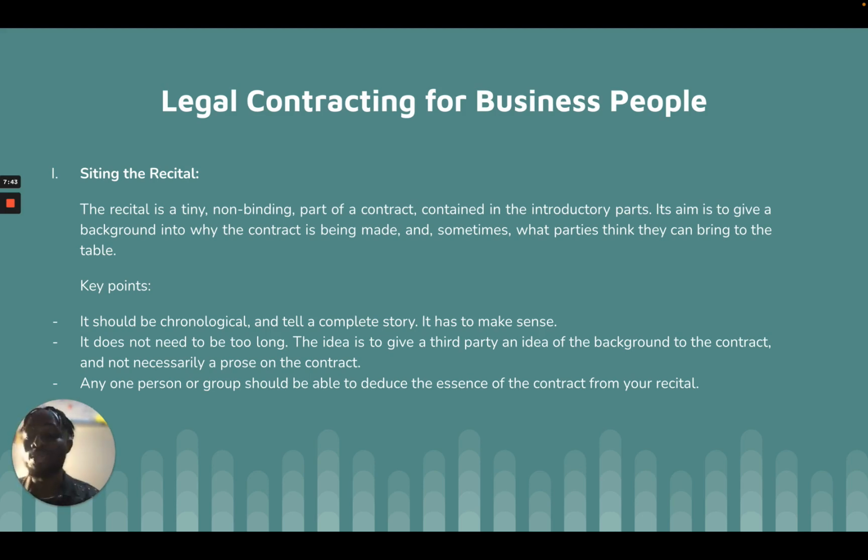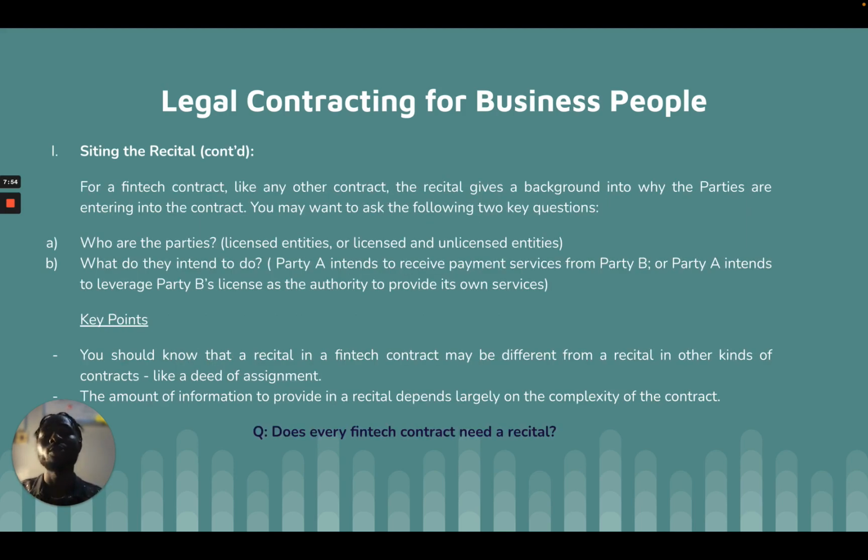That doesn't mean you should make it a prose, right? It's just to give me, a third party, an idea into why you guys are contracting. Anybody should be able to read that and understand exactly the point you're making in the recital, right? So for every contract, including a fintech contract, it should give a background into why parties are contracting, right?